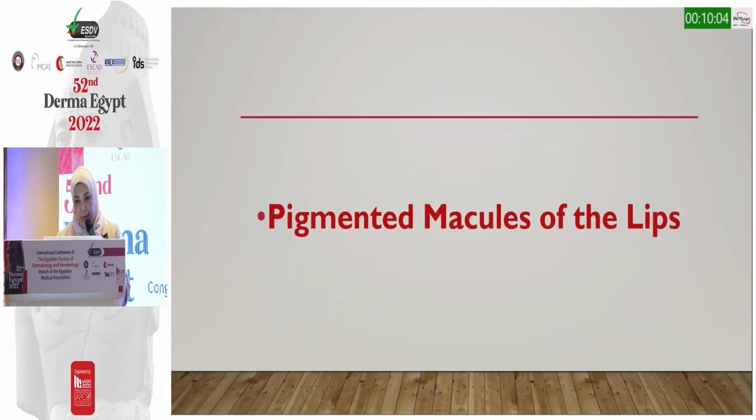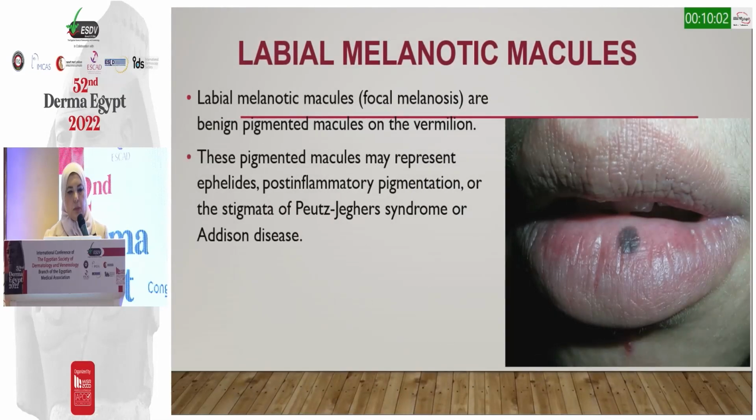Pigmented macules of the lips are many. Labial melanotic macules. Labial melanotic macules or focal melanosis are benign pigmented macules on the vermilion. These pigmented macules may represent aphthous post-inflammatory hyperpigmentation or the stigmata of Peutz-Jeghers syndrome or Addison's disease.